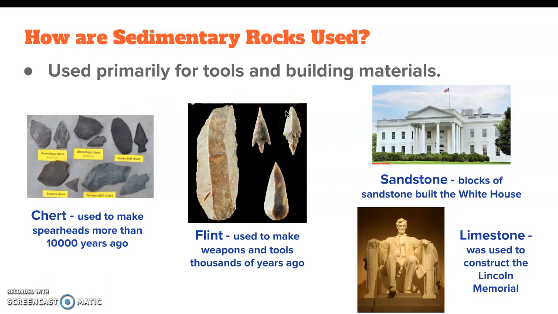And then the other main use that these rocks are going to have is in building. And so here's one example. The White House is actually made of blocks of sandstone, and the Lincoln Memorial is made out of limestone. And that's just two examples. There are many, many buildings in urban areas, religious structures that are built from big blocks of stone, and oftentimes those big blocks of stone are sedimentary rock.